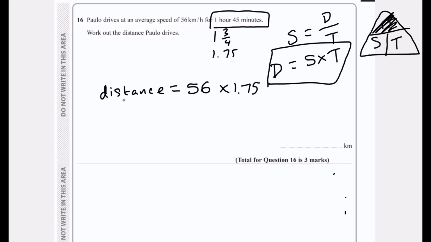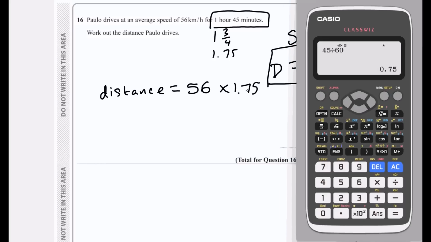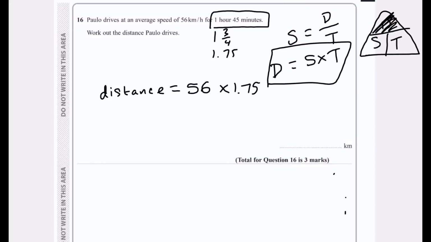So distance is speed times time, and I want 56 times 1.75, which is 98. So 98 kilometers.